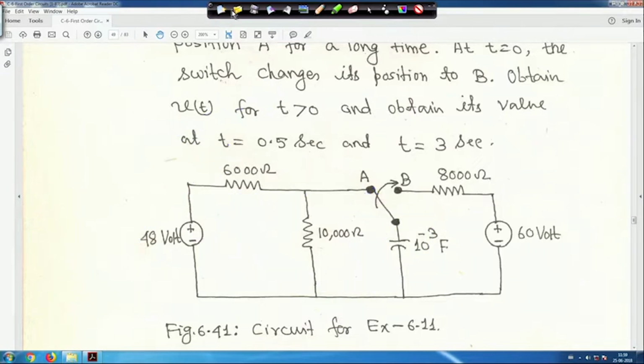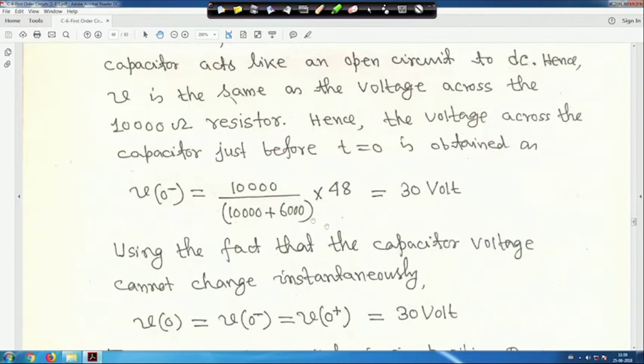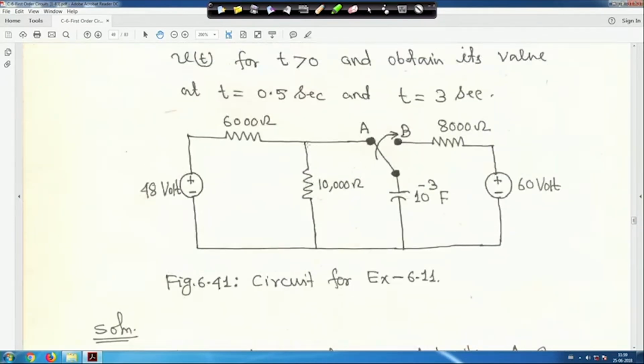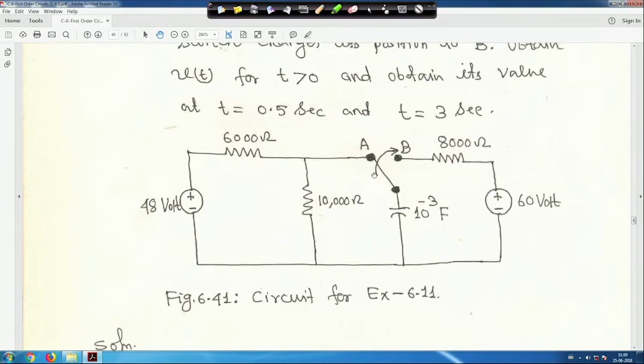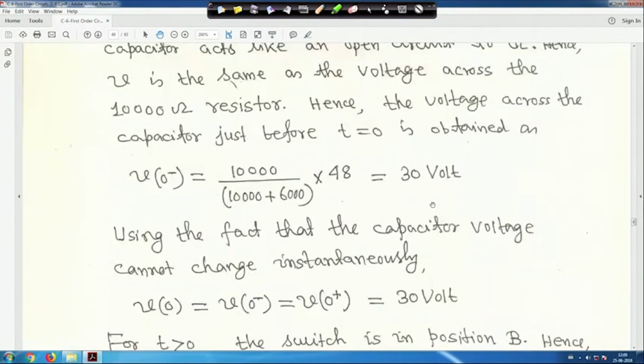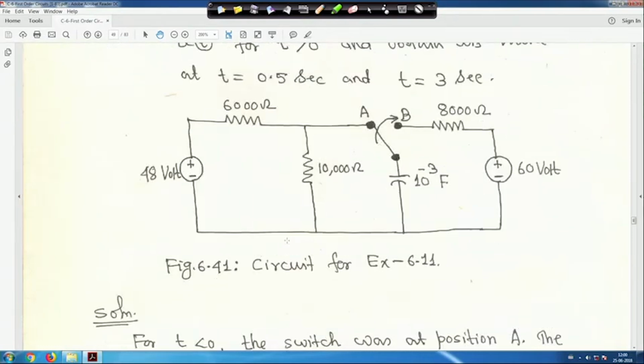So now let me clear it. Whatever I told, 10,000 by 6,000 plus 10,000 times 48, it will be 30 volt. That means just before switching, V0 minus, the initial voltage across the capacitor, was 30 volt. Now the switch is closed. You are using the fact that the capacitor voltage cannot change instantaneously. So V0 minus is equal to V0 plus is equal to 30 volt.